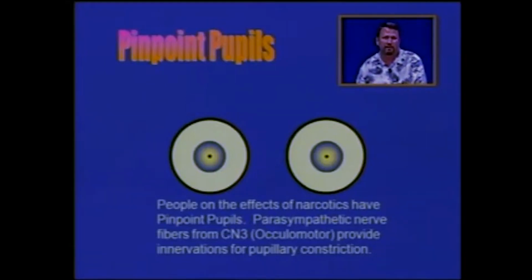I like to throw this in. Pinpoint pupils. People on the effects of narcotics, opioid analgesics, can have pinpoint pupils. Parasympathetic nerve fibers from cranial nerve 3, the oculomotor nerve, provide the innervation for pupillary constriction. And if you go to the movie theater, all during the movie part before the Roman numerals come up at the end, but all during the movie, if you look at the Hollywood actors very, very carefully, you'll see that sometimes some of them have pinpoint pupils all the time.